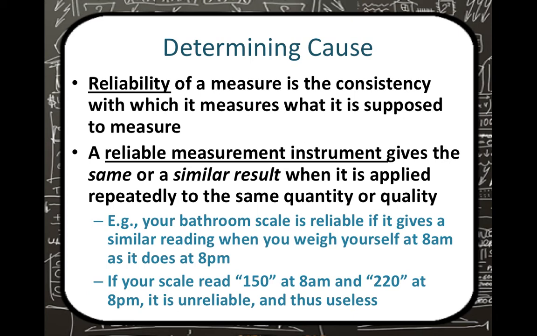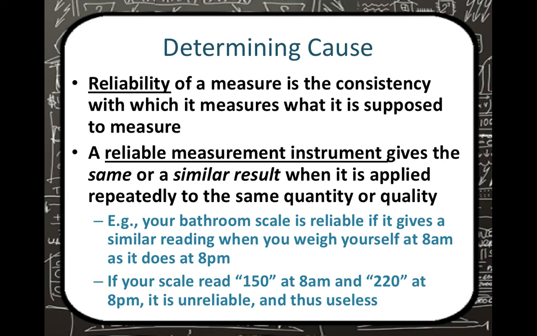If your scale says that you're 150 pounds at 8 a.m. and 220 pounds at 8 p.m., that's just crazy, right? That's unreliable. You can't count on it because it really depends which time you're using it. You get a totally different number. So if you get similar or the same results, it's reliable. If it's all over the place, it's unreliable.